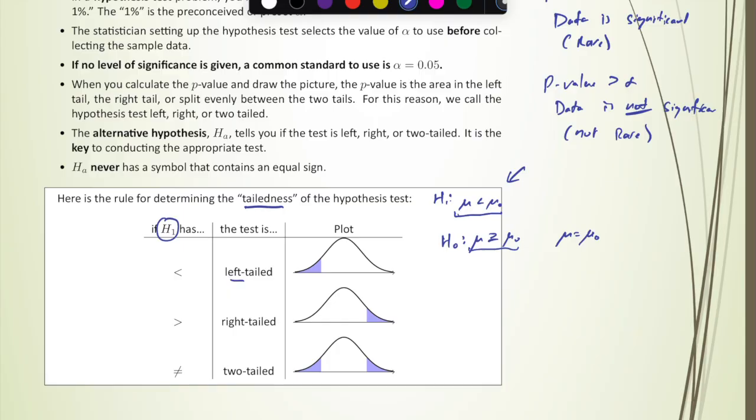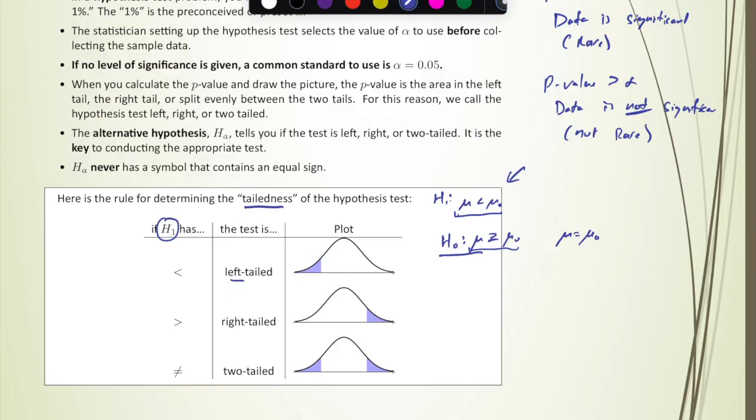Now, if we are trying to disprove that something is greater than or equal to this mu naught, then it's not going to disprove it if we find data in this region here, right? That's going to be in support of this null hypothesis. So we don't look at that. We look at just what's over here in contravention to the null hypothesis.